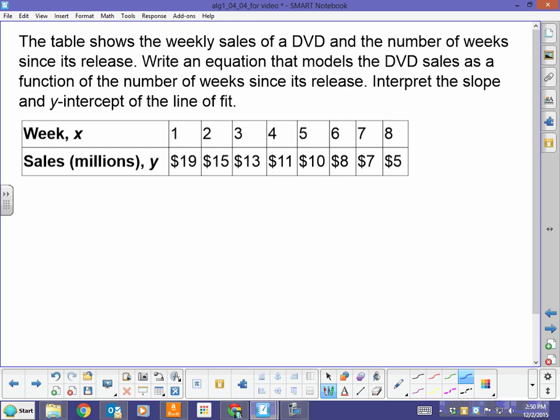So the first thing we need to do here is plot this data. We're not going to have a nice linear function here, even though we're going to try to write a function for this, because you'll notice that the weeks are all even, 1, 2, 3, 4, 5, but the sales go from 19 to 15, that's a drop of 4, then a drop of 2, a drop of 2, a drop of 1, a drop of 2. So this is not an arithmetic sequence. It is not a linear relationship here. So using the Desmos calculator, we can model this.